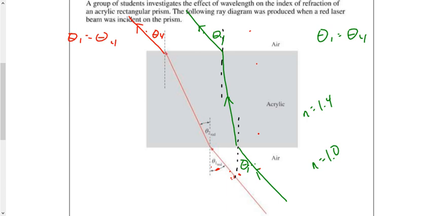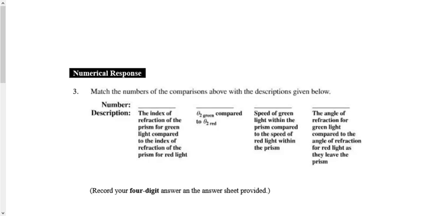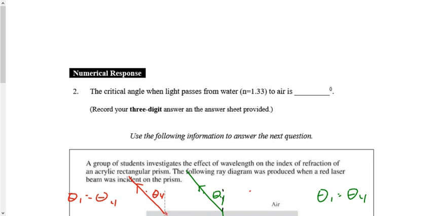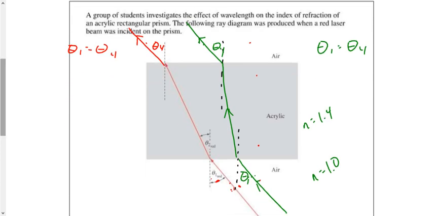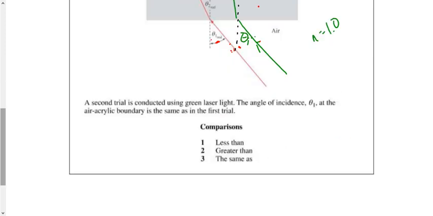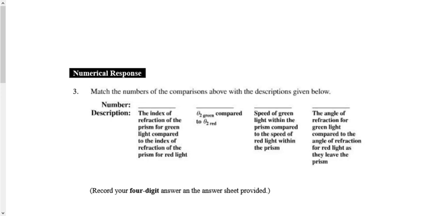Okay, what are they asking me now? It says match the numbers of the comparisons above with the descriptions given below. The index of refraction of the prism for green light compared to the index of refraction of the prism for red light. Again, think of that picture over here. Green light bends more, therefore, I shouldn't say green light has a higher index of refraction. Light doesn't have an index of refraction. Acrylic has a higher index of refraction for green light, right? So we look down at our list here. Greater than, okay, we're going to say it's greater for green light than it is for red light.